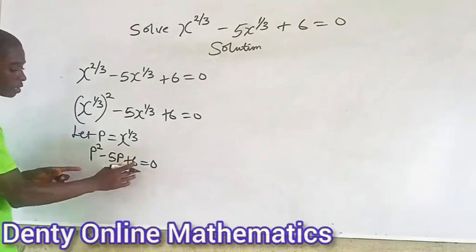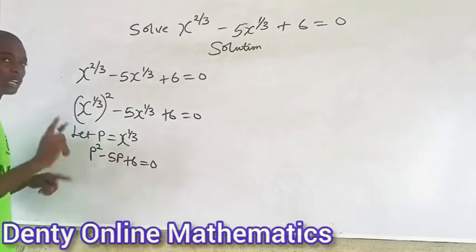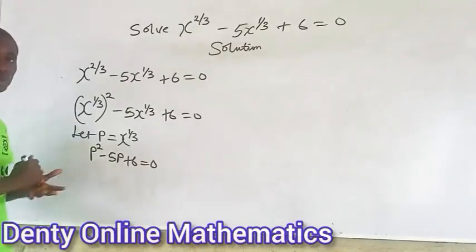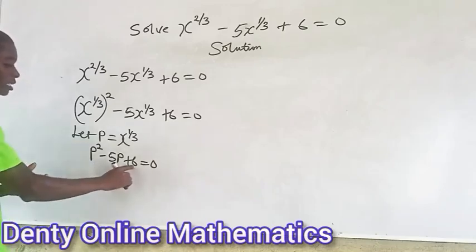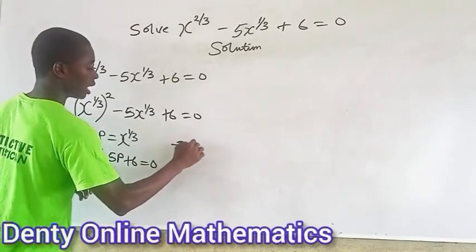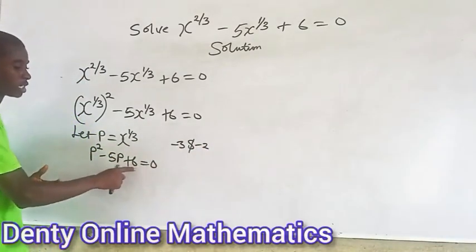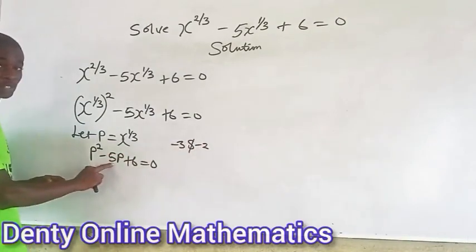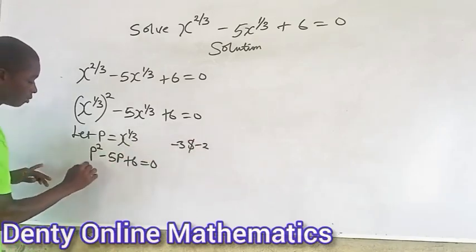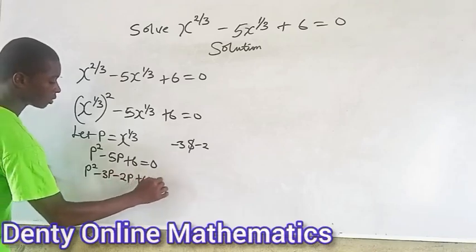Now, how we are going to solve this is I'm going to look for factors that multiply to give 6, and when added give minus 5. What are the factors? It's 3 and 2, because 3 times 2 gives 6. Then the factors will be minus 3 and minus 2, because minus 3 times minus 2 gives plus 6, and minus 3 minus 2 gives minus 5. So I simply replace the middle term by these two factors: P squared minus 3P minus 2P plus 6 equal to 0.